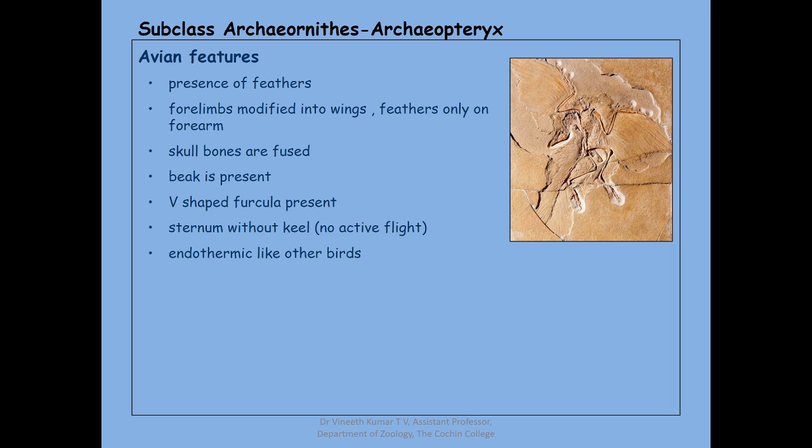Forelimbs were modified into wings, and long feathers were present only in the forearm. Skull bones were seen to be fused. That is also an avian feature, but the bones were not pneumatic. Then a beak is present, but the major difference from the beak of birds is that it had teeth, which are homodont. Then a V-shaped furcula was present. That is also an avian feature. Then sternum without a keel, because they didn't have the ability to fly.